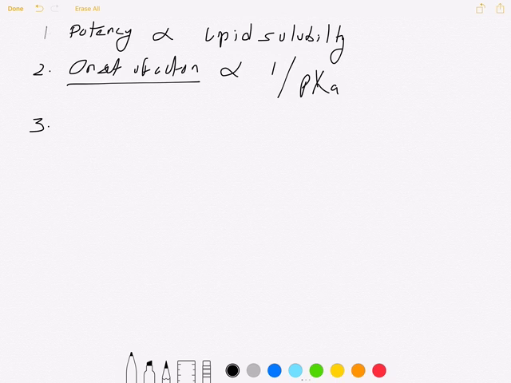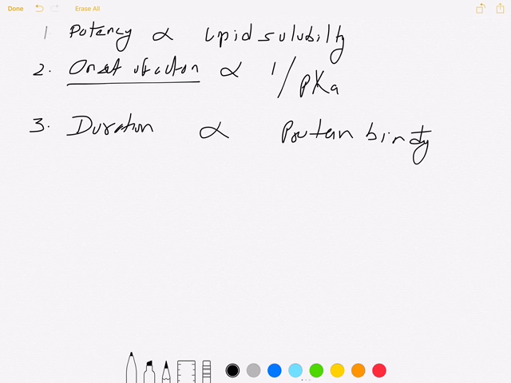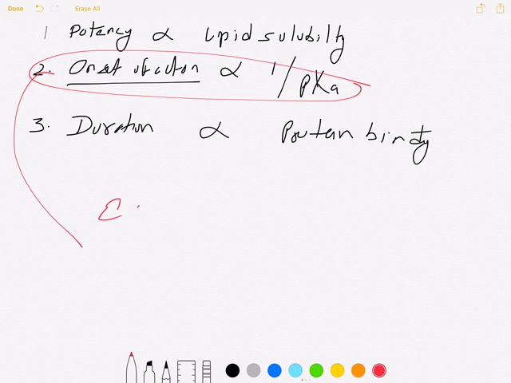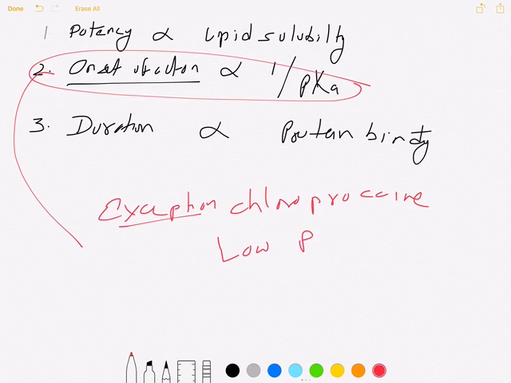And the third thing we discussed was the potency, onset of action, and duration of action. That is dependent on protein binding. And one exception to rule 2 is chloroprocaine. Because of its low potency, you have to give a lot of it, so you create a higher initial concentration gradient.